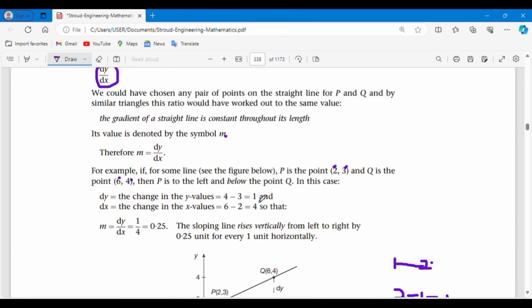So our dy here is what? 4 minus 3, which is 1. Right? 4 minus 3 here is 1. That's dy. Dx is 6 minus 2, which is 4. So that will be 1 all over 4.